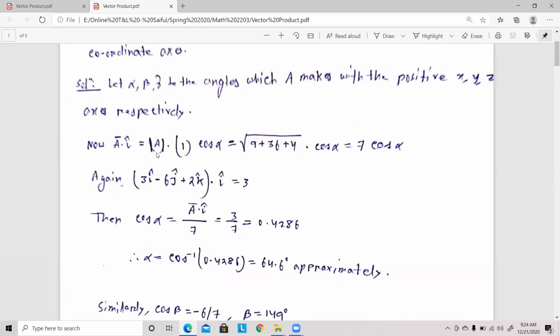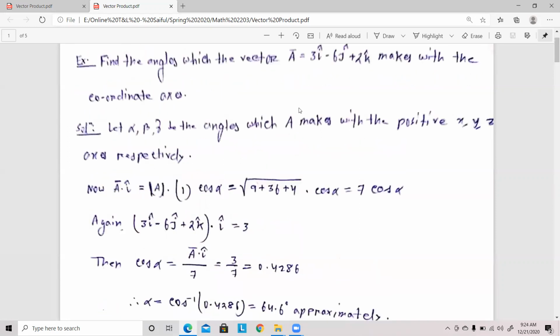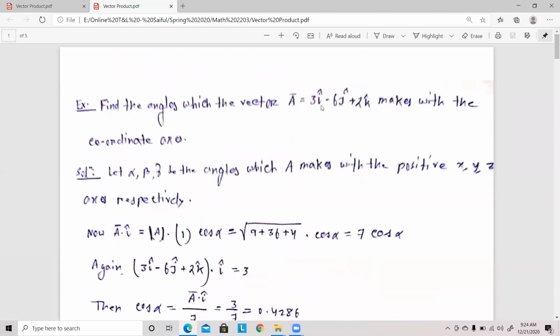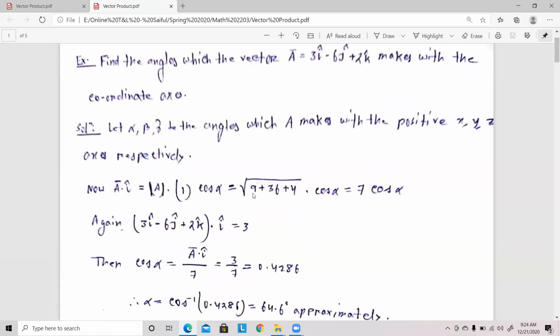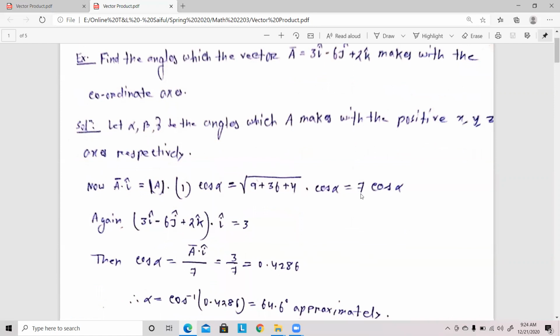And the value of A, the vector is defined in the question. We can write this value as root over 3 square plus minus 6 whole square plus 4 square. And after simplification, we get 49, and root 49 is 7.